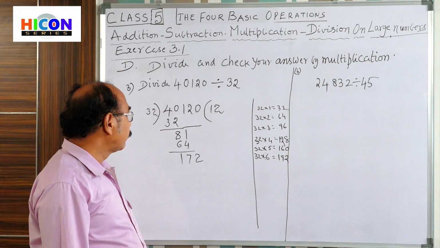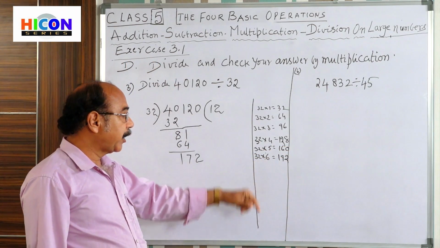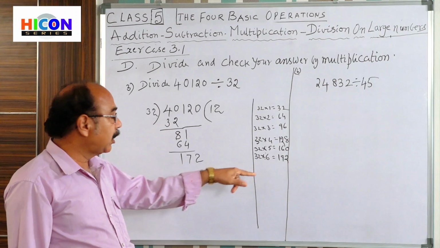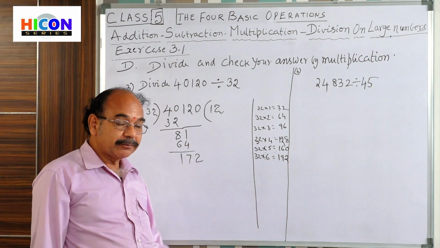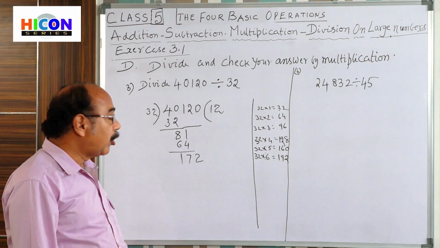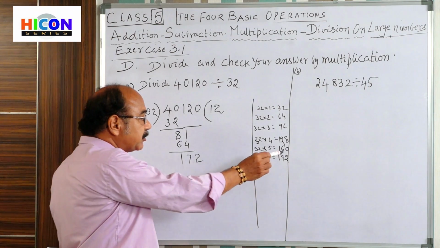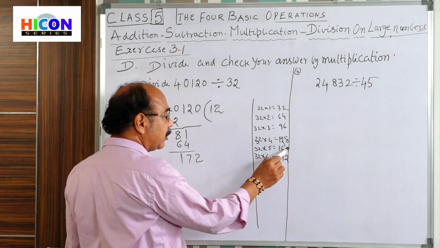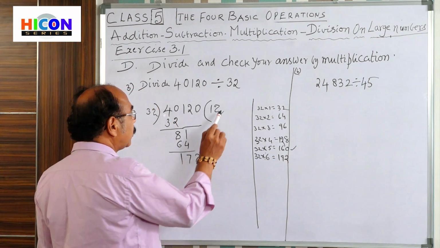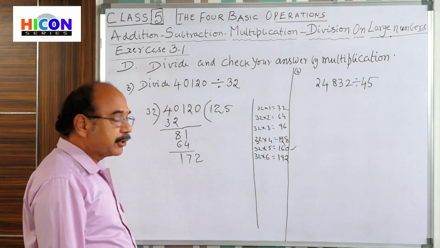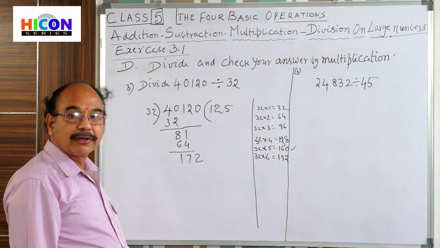Okay, now you see. 5 times is 160, 6 times is 192. 192 is a bigger number than 172. So, can we take 6 times? No. Only 5 times we take. 32 fives are 160. So we write 160.